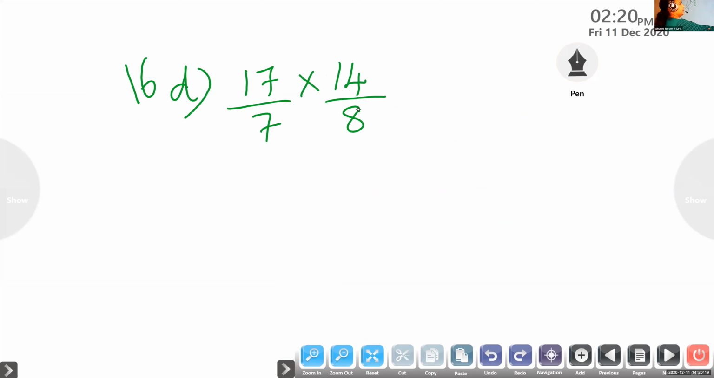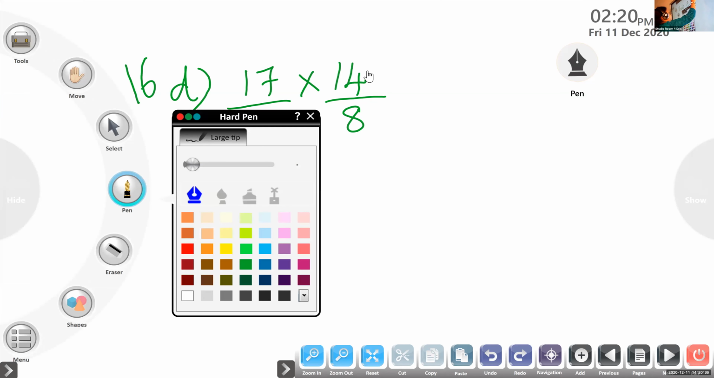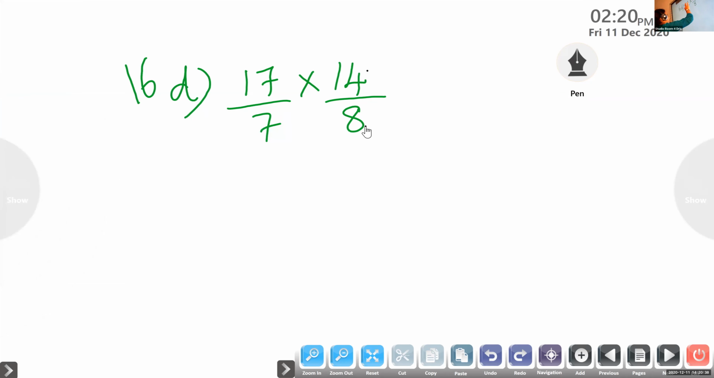Yes, Chinmay. Which numbers can we divide? 7 and 14. So you are starting with 7. Some children want to start with the 14 and 8. Okay, that you can also do. Here, Chinmay wants to cut 7 and 14.